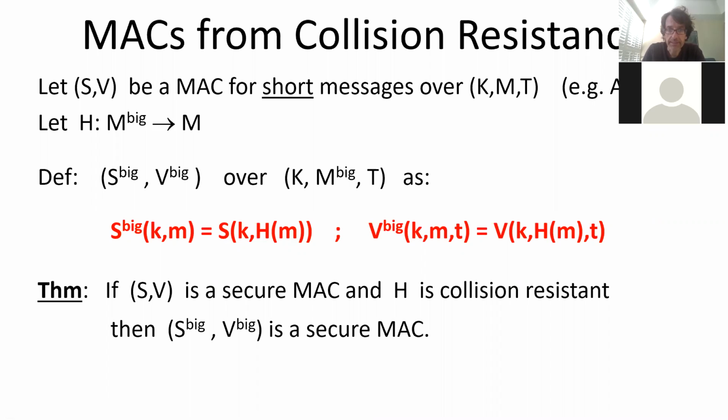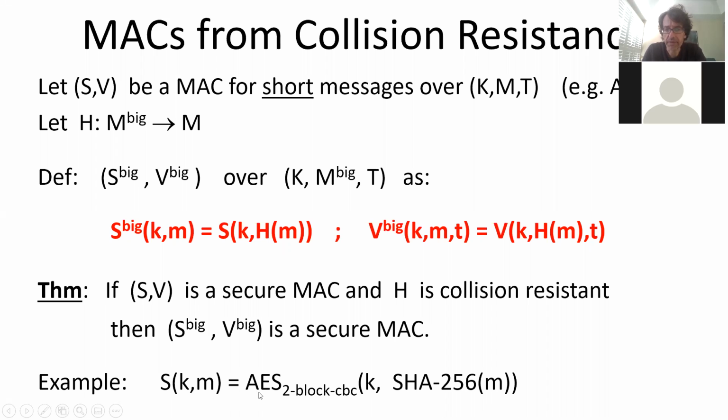The other case is that the new message in the forgery has the same hash as some previous message, but then obviously you broke collision resistance of H, right? You found a new message which is different from some previous one, but its hash is the same. End of proof. Okay.